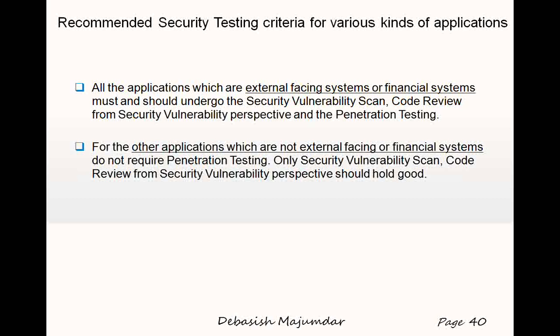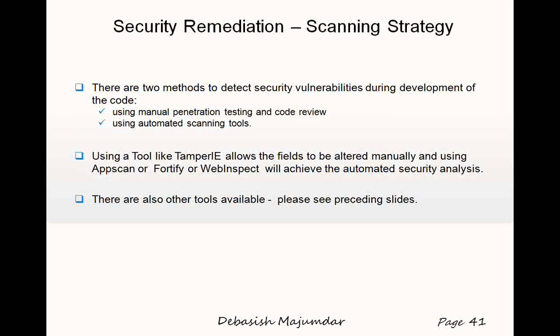So this is with regard to security testing and the different vulnerability and penetration testing. There are two types of scanning strategy: manual penetration testing and code review with automated scanning tools. We can use tools like Tamper, which allow fields to be altered manually, and tools like AppScan, Fortify or WebInspect, which have automated security analysis. On top of that, there are other tools as well, as I mentioned in the preceding slides.